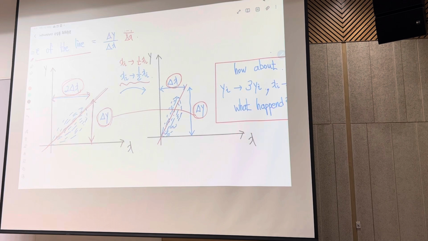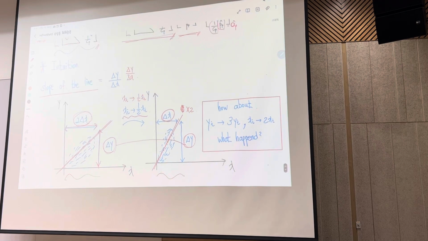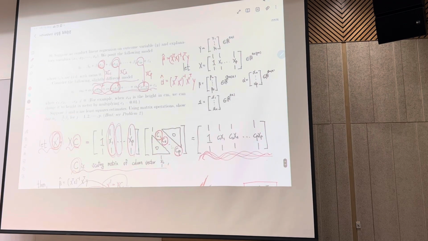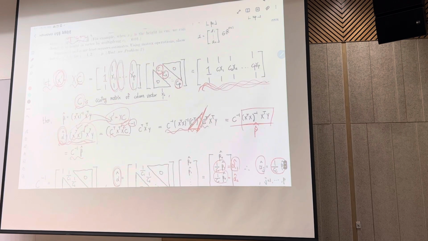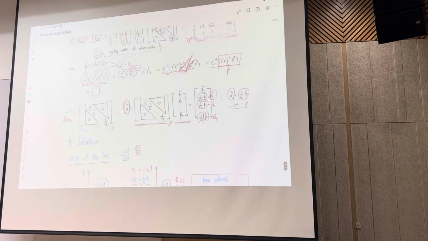Then slope of regression line will be factor 2 scale multiply 2. This one and this one. So in this case, multiply scaling factor C1 means that slope multiply 1 over C1. Is it okay? Okay.